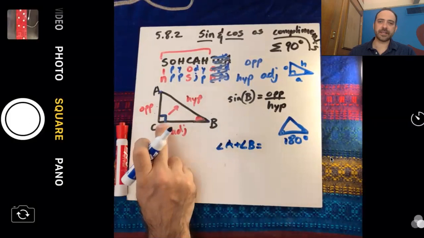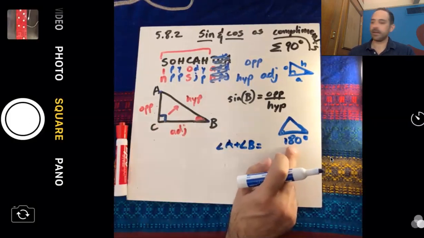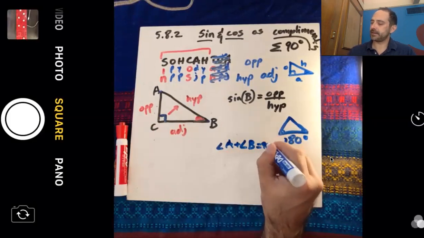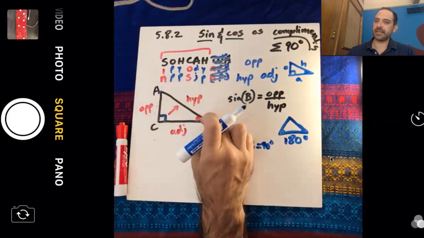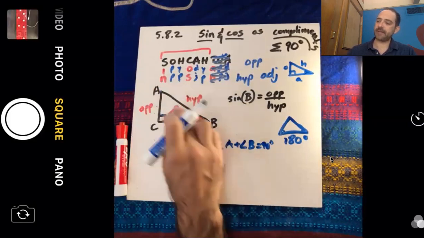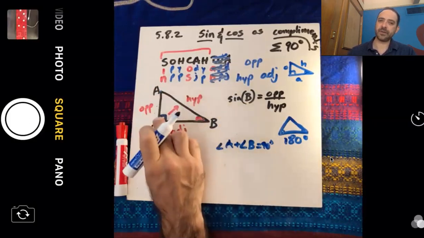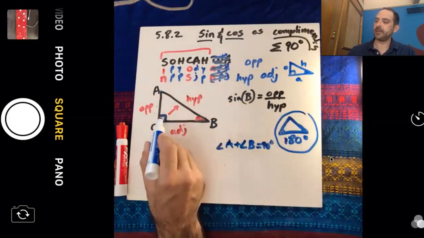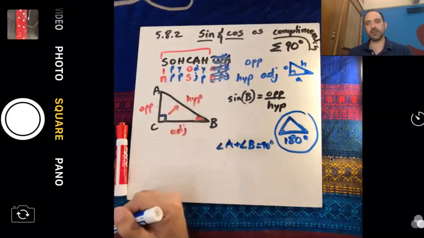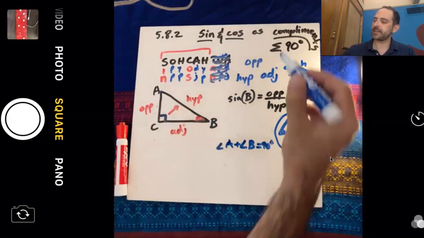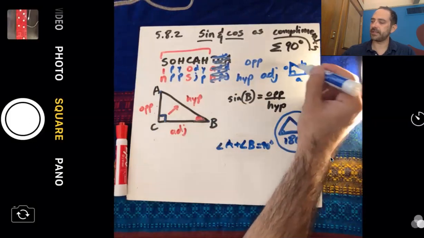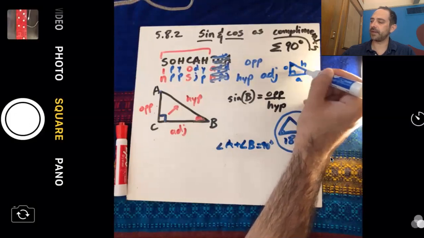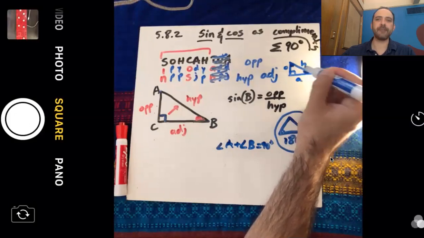If this angle here is 90 and they all have to add up to 180, then we know that these two angles have to add together to give us 90 degrees. A plus B has to be equal to 90 degrees. These two angles have to add up to 90 degrees because angle C is a right angle, and the entire triangle adds up to 180. So within a right triangle, that's kind of given. We always know in a right triangle that these two acute angles, the ones less than 90, have to add up to 90 every single time.